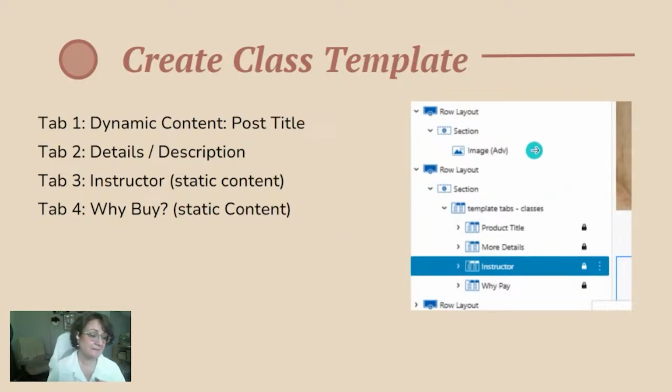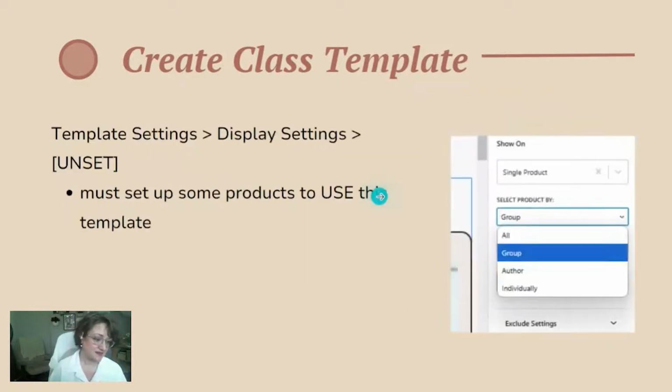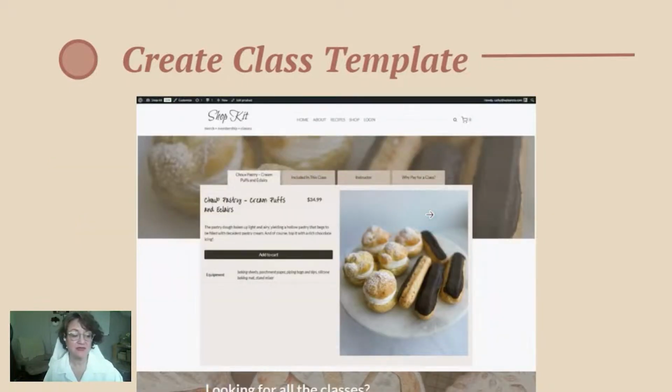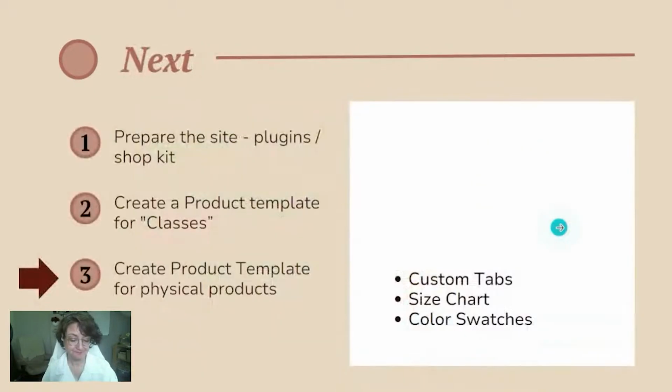But then we added the tabs. Here's a little thing of the tabs. You can have these slides if you'd find them helpful. And then we had the display settings set to make sure that they displayed only on the products that we want them to. And that would be the classes. Okay. That's the first product style.